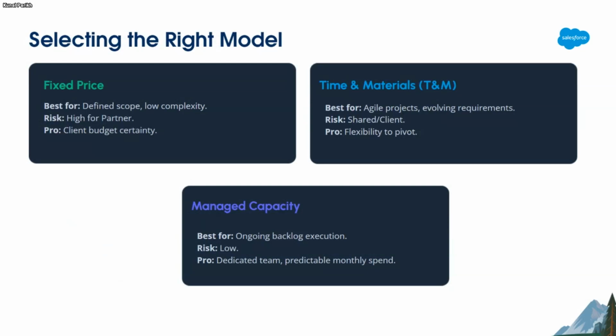Now, how do you select the right model? This is more of a refresher of what we covered earlier. In terms of pricing, a fixed price model is where you have a proper scope and you don't have many surprises. That's when you can go for a fixed price model. If you do, the risk becomes high for the partner, or the implementer, because they are not able to justify any additional cost, and it becomes a difficulty.